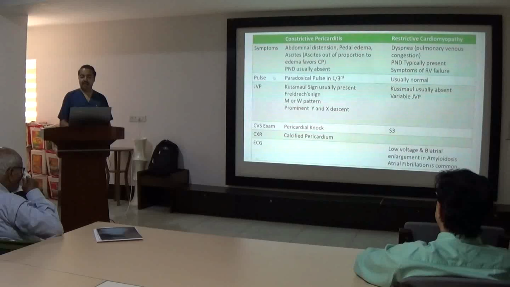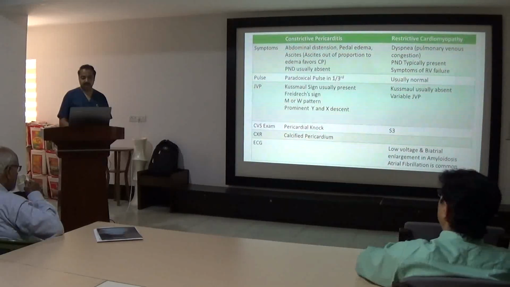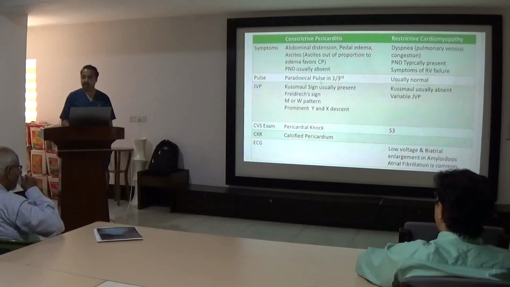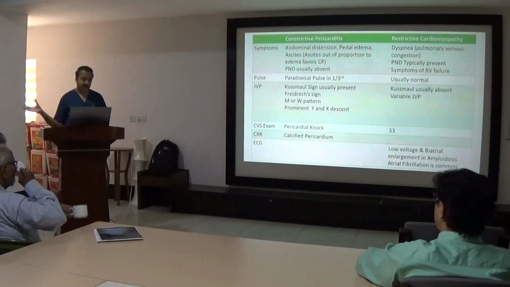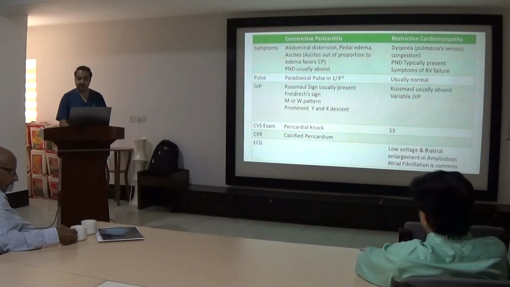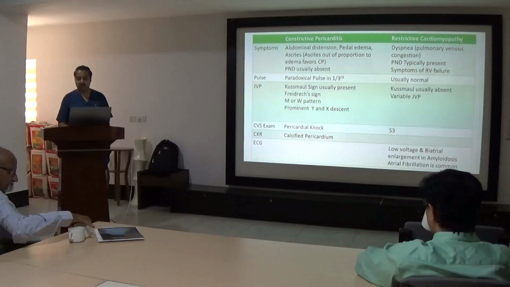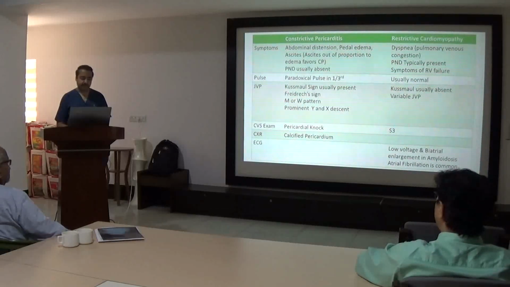Pulse, although it does not help much, but very rarely, in 1/3 of cases, paradoxical pulse will be present, that is decrease in pulse pressure or decrease in blood pressure during inspiration more than 10 mm of mercury. That is present in constrictive pericarditis. Although it's a very typical feature of cardiac tamponade, it's not very typical for constrictive pericarditis. It can be seen in 1/3 of constrictive pericarditis also. While in restrictive cardiomyopathy, pulse pressure remains normal.